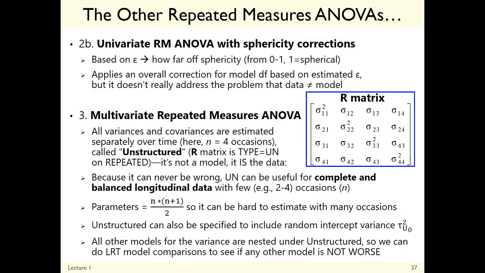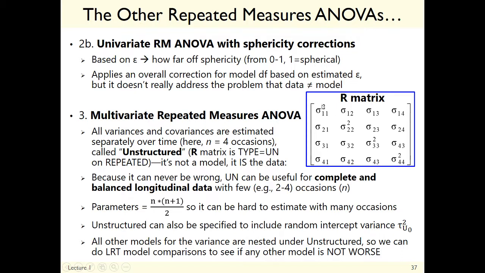So this is what's known as MANOVA, multivariate analysis of variance, where rather than trying to approximate the variance and covariance with just a random intercept variance and just a residual variance, you're like, screw it, just let everything be what it wants. That's the multivariate approach. So there are as many variances as there are occasions, and there are as many separate covariances as there are pairs of occasions.